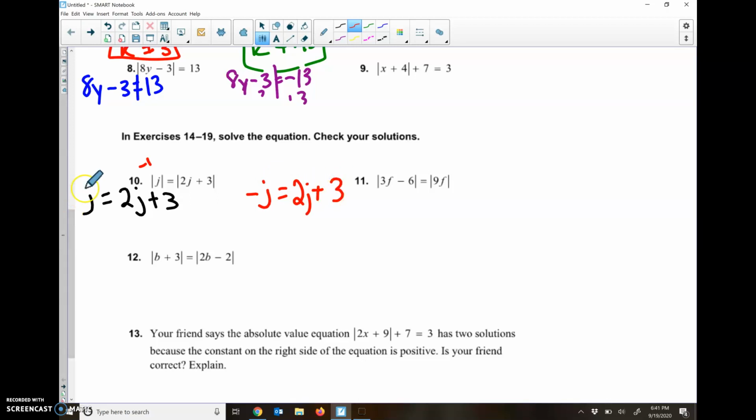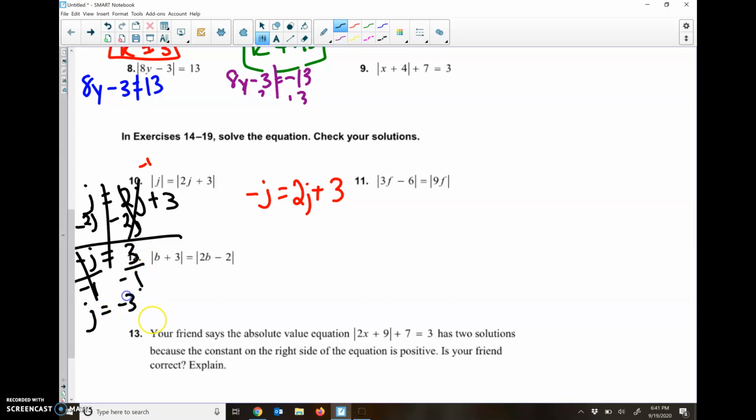Okay, so again, notice the difference. Here I have j equals 2j plus 3, and over there I have -j. So I just made one side negative. Okay, so I'm going to subtract 2j from each side. I'm left with -j equals 3. I don't want a -j. I want a +j. So I'm going to divide by -1. So 3 divided by -1 is -3.